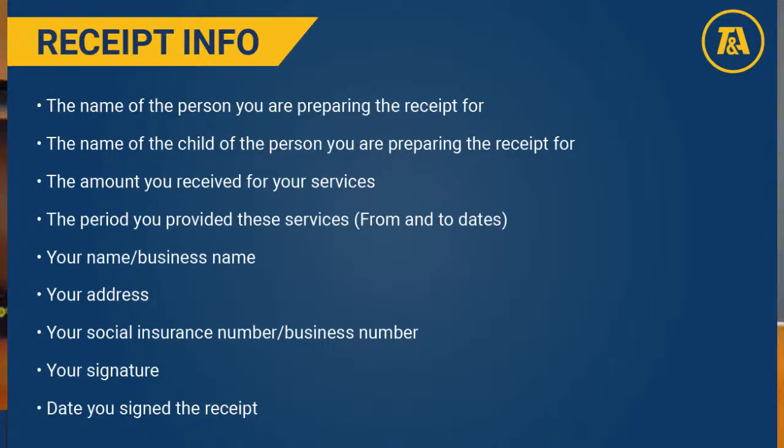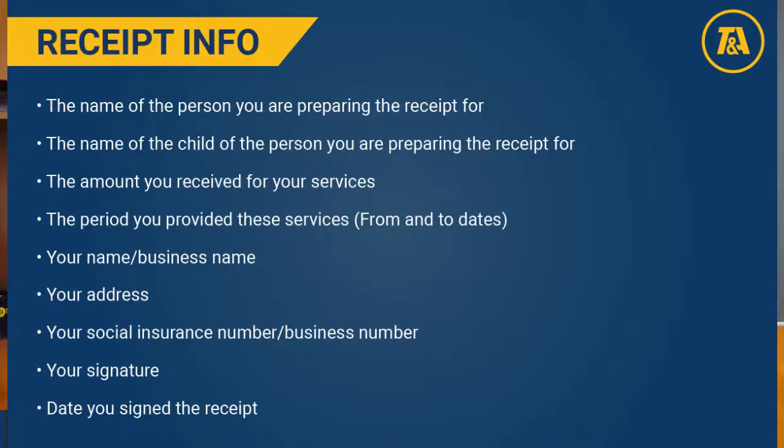Now, if you have more than one child that you're taking care of for the same family, same parents, you should be issuing separate receipts per child. So again, if you have 3 kids that you're taking care of for the same family, you'd have 3 separate receipts, one for each child, based on the fee that you charged for that specific child. Of course, very important, the amount you received for those services, and the period you provided these services. So from and to dates, that might be from January to December.